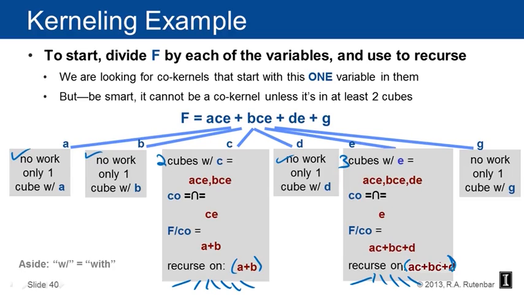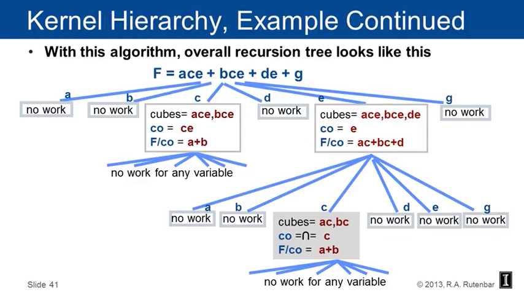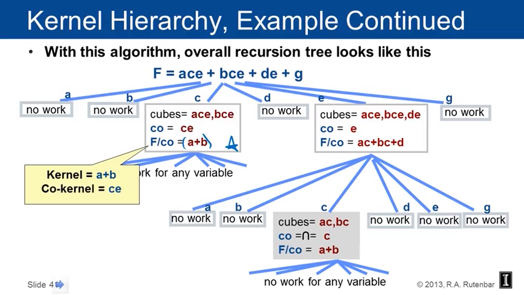Let's go look on the next slide and see what happens when each of those boxes that suggests there's more recursion actually recurses. So what's happening at the next level of the hierarchy? Here we found A plus B is a good kernel, and then we recursed down further, so we would actually call the recursion with A plus B on it, and we would discover there's no work to be done on any variable. And so we'd return A plus B with a co-kernel CE, and that's how that branch would finish itself.